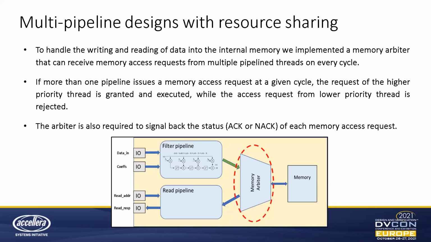This design requires, as you can see there, a memory arbiter unit that can receive memory access requests from multiple pipelines on every clock cycle. So if more than one pipeline issues a memory access request at a given cycle, the higher priority pipeline is served while lower priority requests from other pipelines are rejected. The arbiter is required to signal back the response, whether it's an acknowledge, an ACK, or a NACK, for every memory access request to the initiating thread or pipeline.